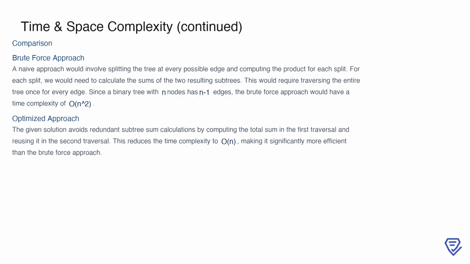In contrast, the optimized solution avoids redundant computations by calculating the total sum in the first traversal and reusing it in the second traversal. This eliminates the need to recompute subtree sums for each split, reducing the time complexity to O(n). As a result, the optimized approach is significantly more efficient than the brute force method.